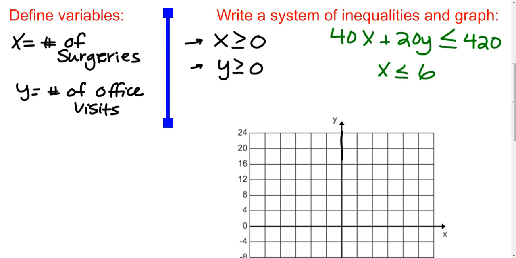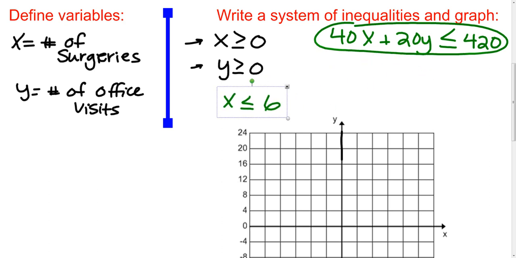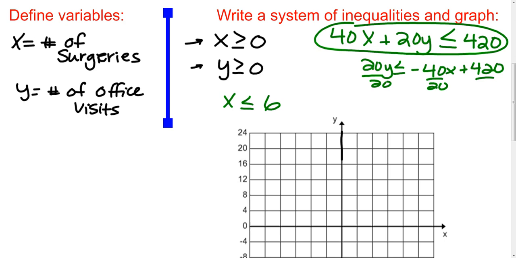So then the next equation, this one right here, is not in y equals mx plus b form right now. So I am going to go ahead and get it there. I'm actually going to move this equation over here for a minute. I will get that into y equals mx plus b form. So we want to subtract our 40x so that we have 20y is less than or equal to negative 40x plus 420. And then divide by 20. And y would be less than or equal to negative 2x plus 21.